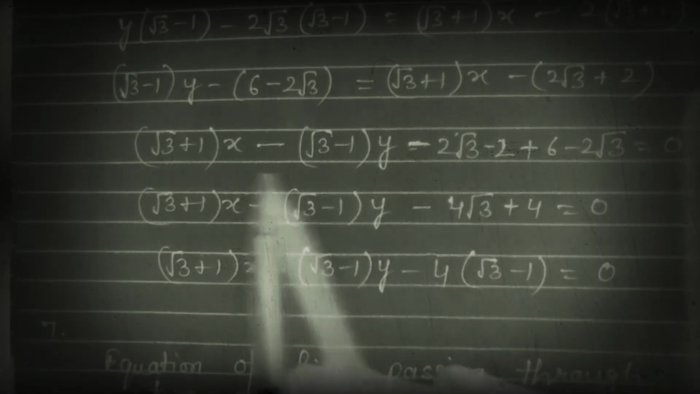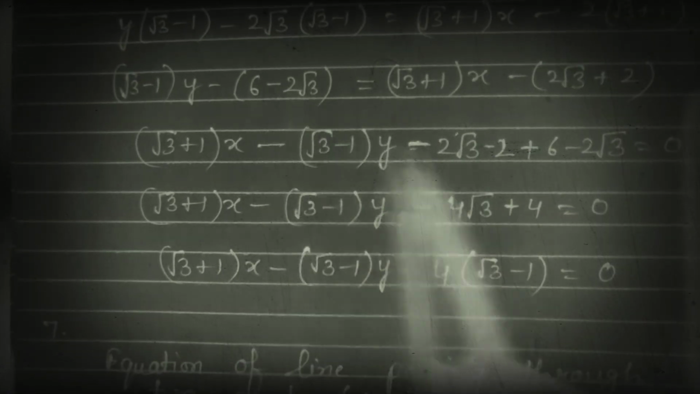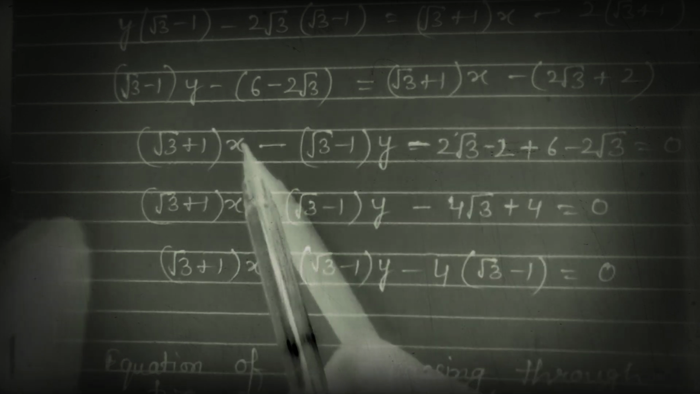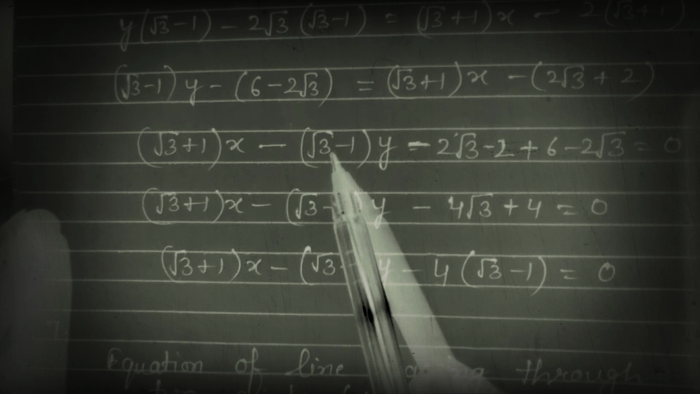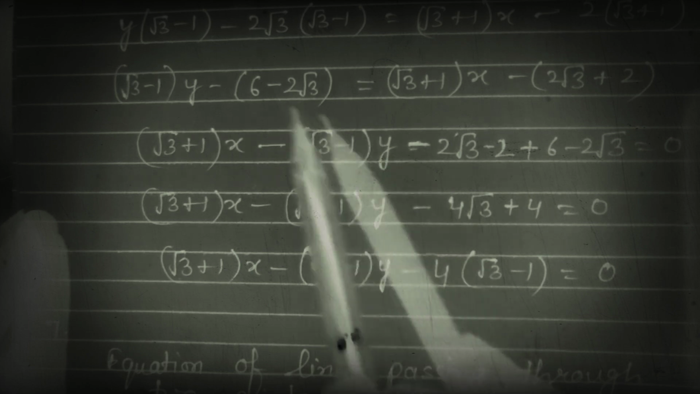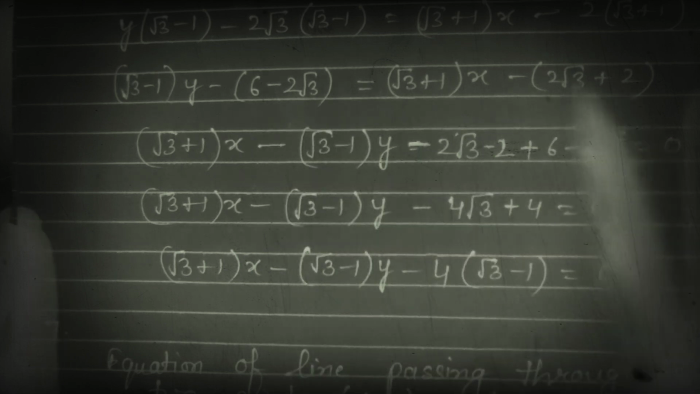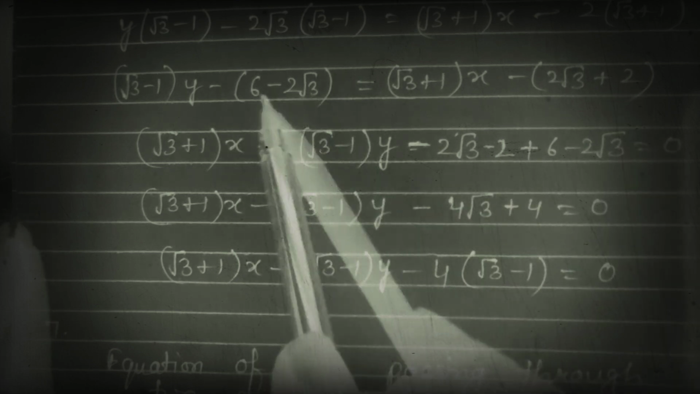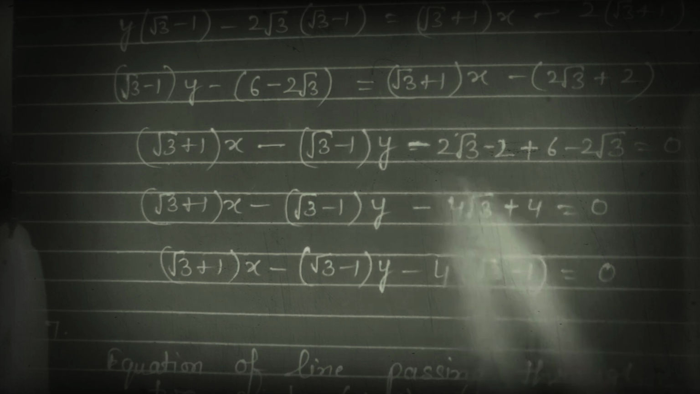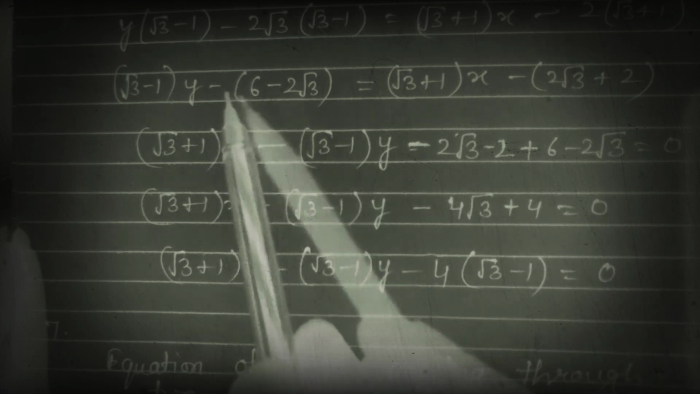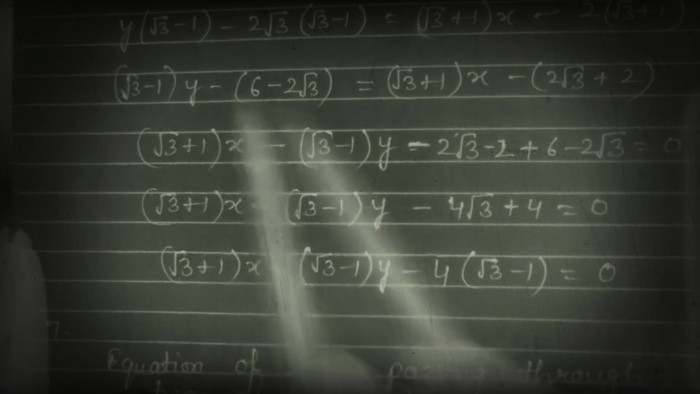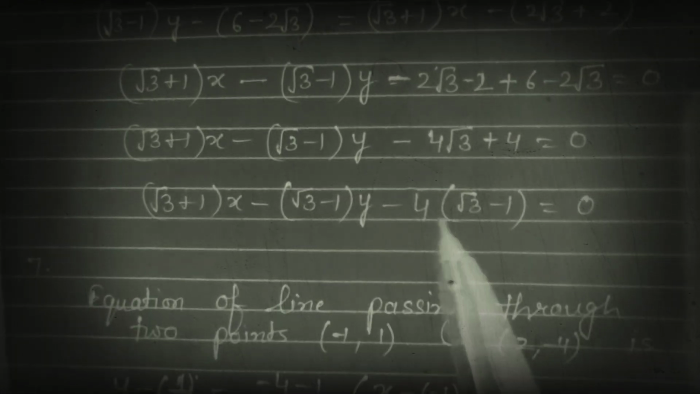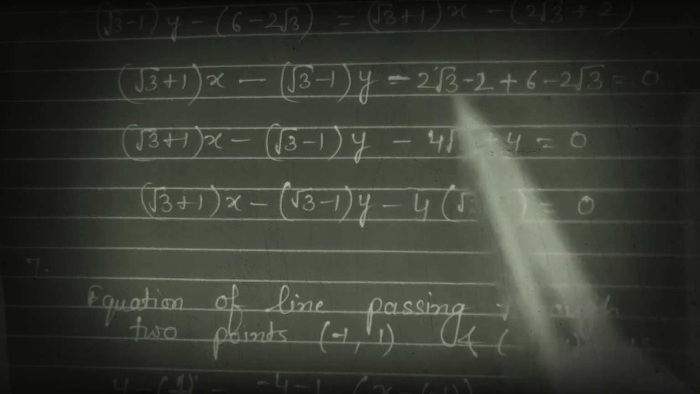So we will take x and y on one side and the constant also on this side. So we will get root 3 plus 1 into x. We will take y on the right hand side. It is root 3 minus 1 into y. And it is 2 root 3 minus 2 root 3 minus 2, and minus 6 minus 2 root 3. It will go to the right hand side. Then it is positive here because the minus sign is here. It will be plus. Then we will get this equation. 2 root 3, 2 root 3, both are negative.